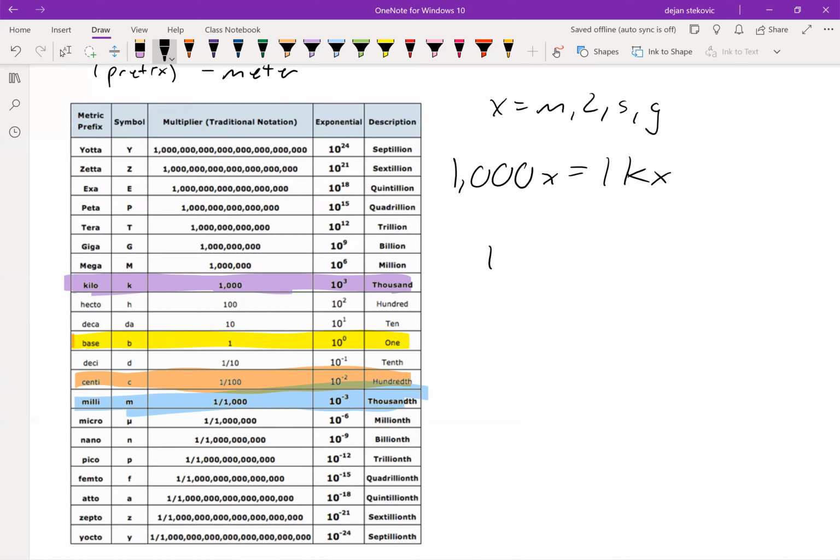The other one I want you to know is that there's 100 cx in 1x, right? 100 centimeters in a meter, 100 centigrams in a gram, that kind of thing. And then finally, the last one is the 1,000, the milli. So there's 1,000 mx in 1x, right? So 1,000 milligrams in a gram, 1,000 millimeters in a meter, that kind of thing.